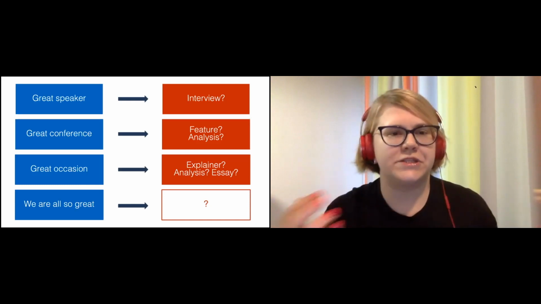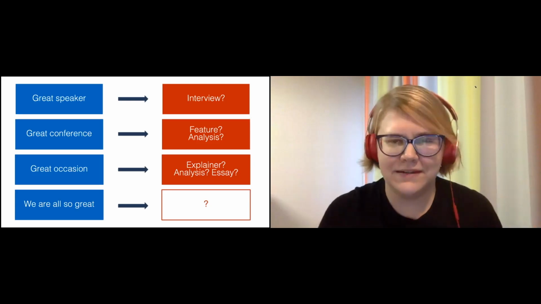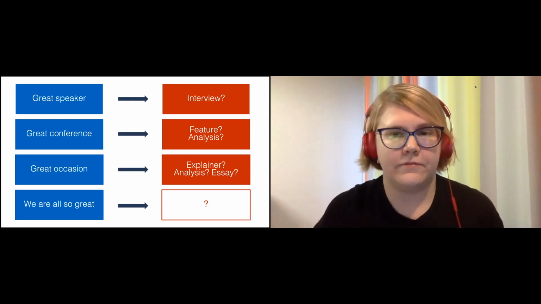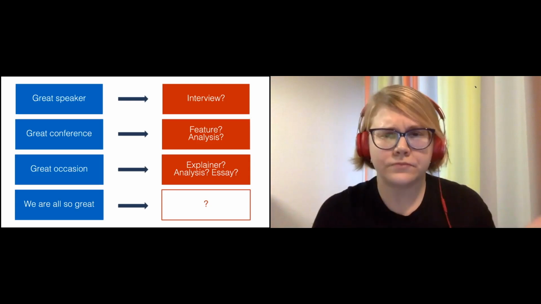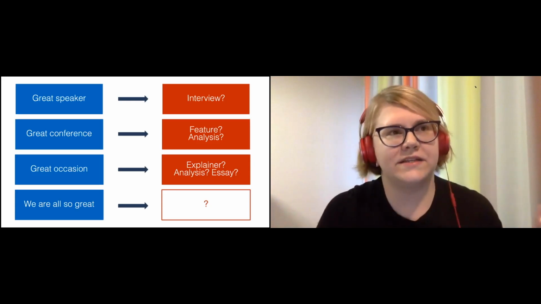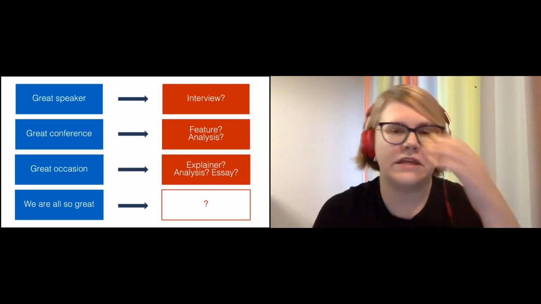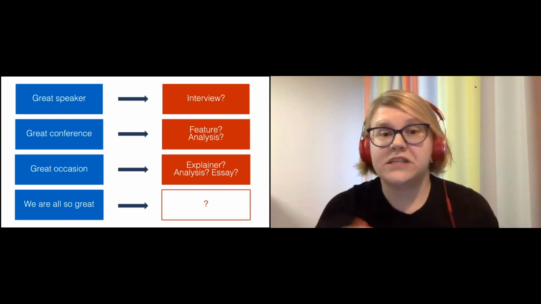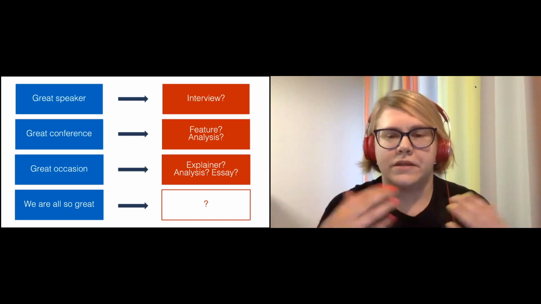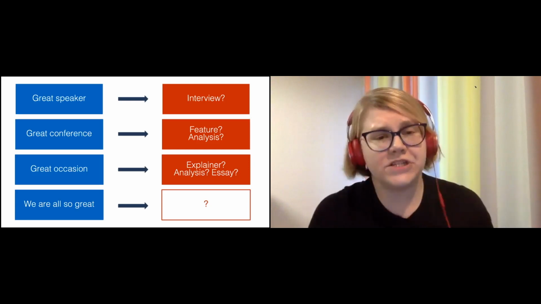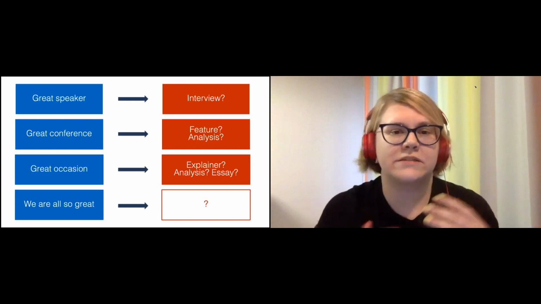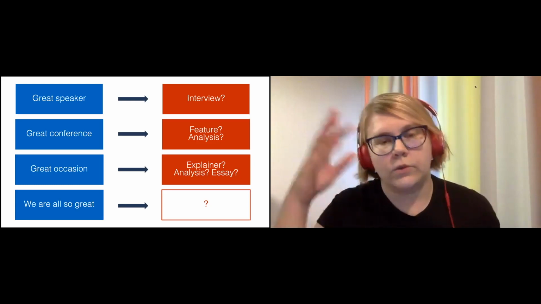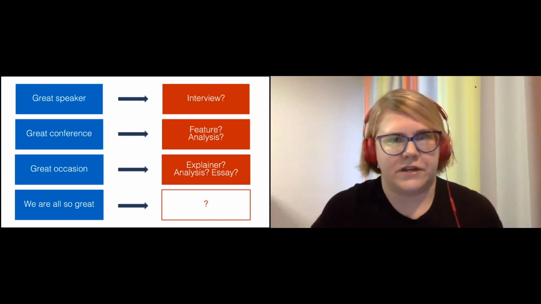So the sieve essentially turns events and people into formats, into genres of stories and ideas for these stories. So for a great conference, if it's a conference that is interesting somehow in what's happening there, right? It can be a feature story. If it's a conference that unites a lot of people, a lot of experts in a field, it can be an analysis, right? It can be an analytical story. For an occasion, you can write an explainer, a story that explains why this occasion is important. You can maybe write an essay even, just share your thoughts on the importance of this great occasion.